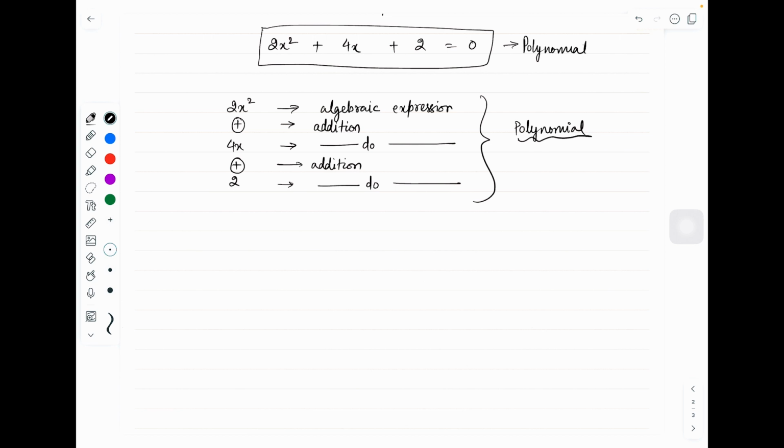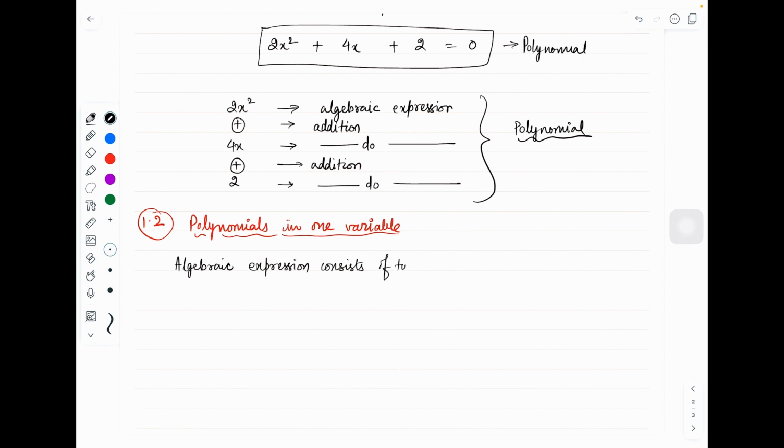Then we are going to look into the second part, that is polynomials in one variable. So what are polynomials in one variable? First we'll discuss what an algebraic expression is. An algebraic expression consists of two parts.